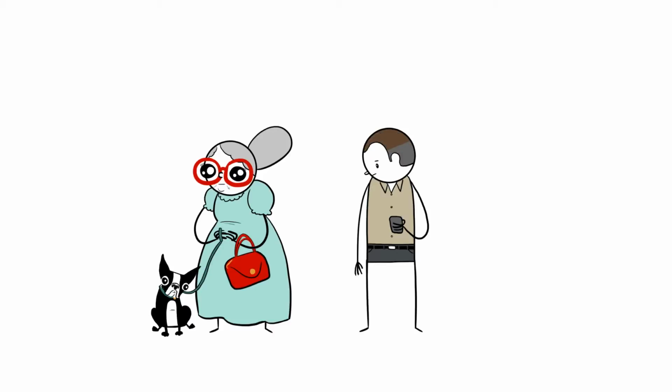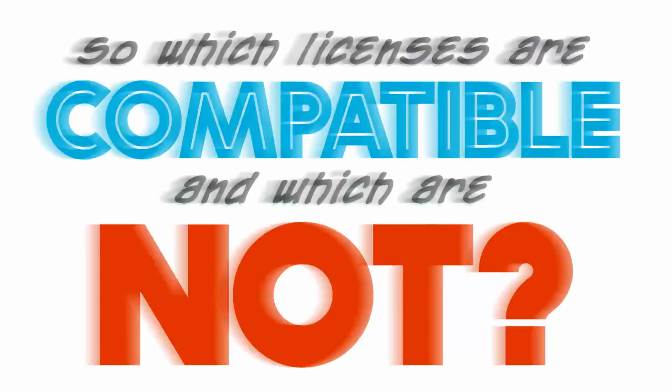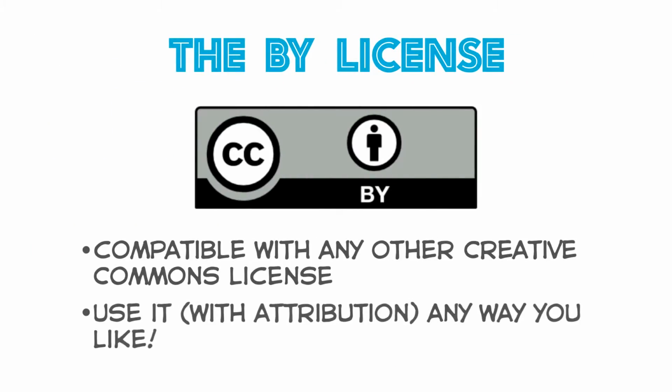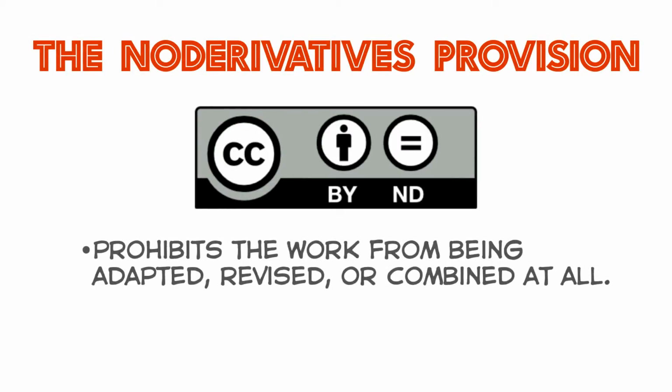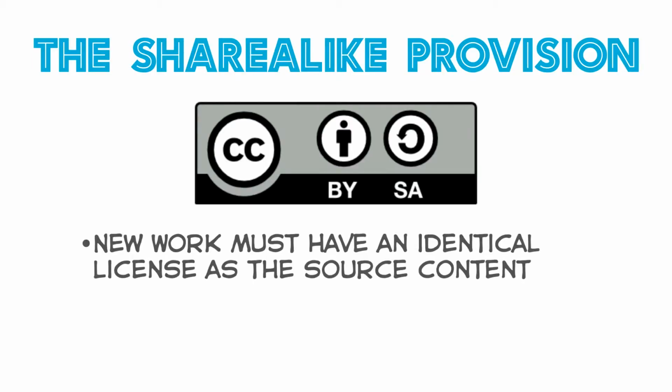So which licenses are compatible and which are not? The BY license is compatible with any other Creative Commons license, so you can use it with attribution, of course, any way you like. Sometimes the BY license has the No Derivatives, or ND provision. The ND provision prohibits the works from being adapted, revised, or combined at all. With a Share Alike, or SA provision, your new work must have an identical license as the source content.